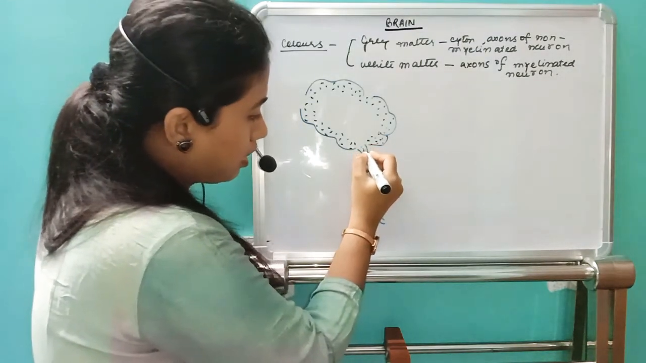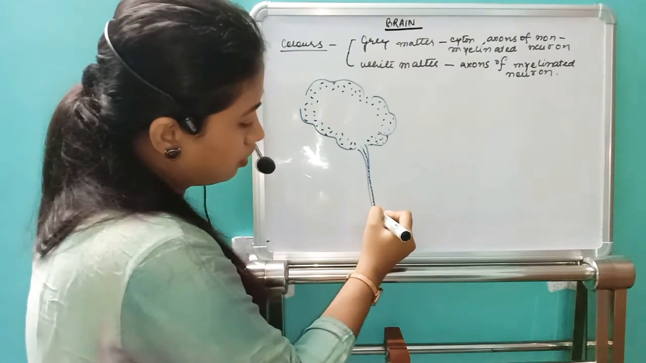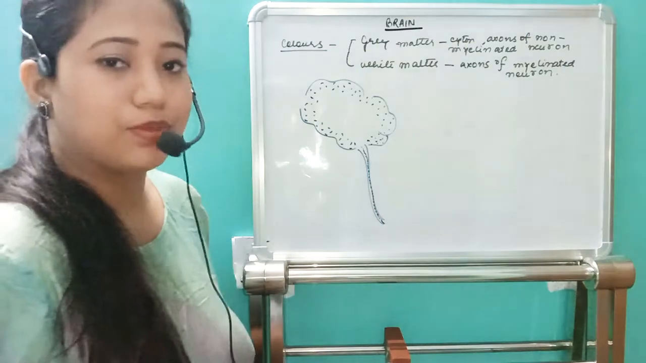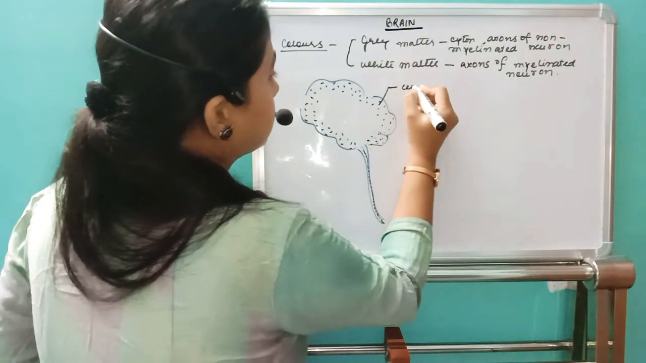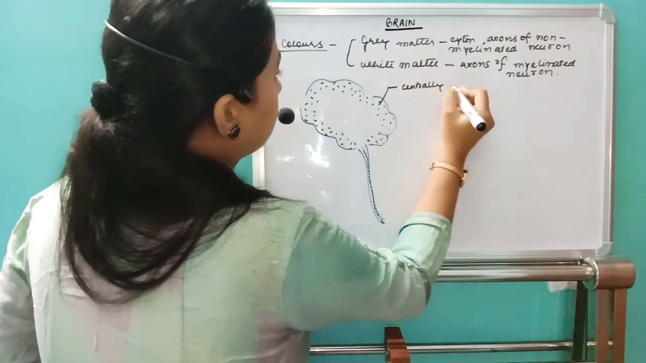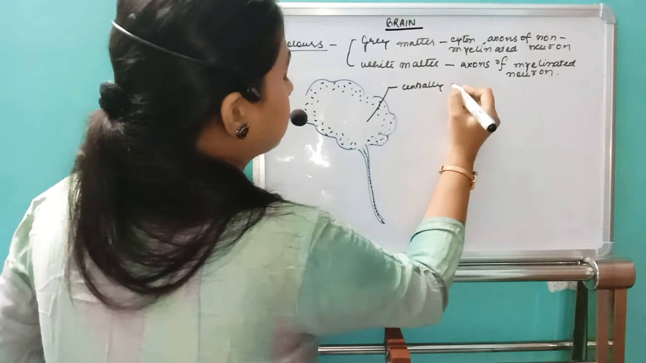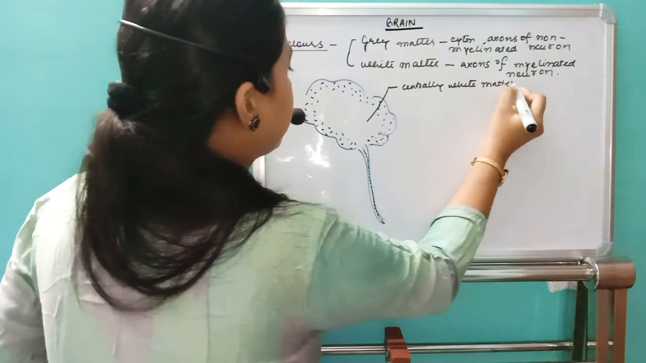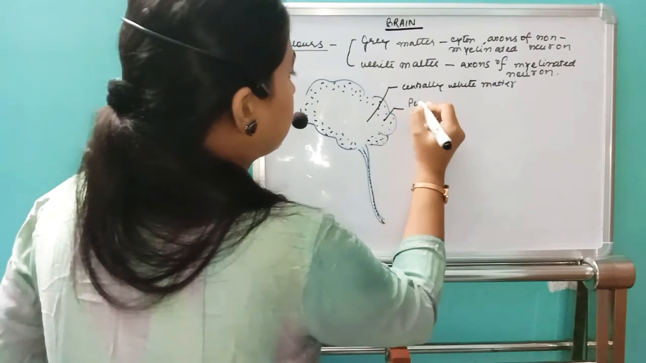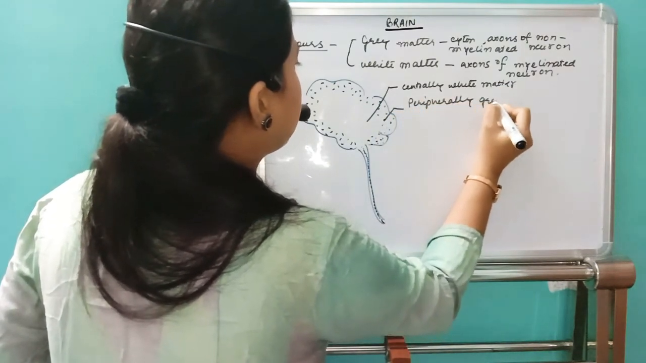Next, in the case of the spinal cord, it's going to be different. If it comes to the brain, we have centrally white matter, and peripherally gray matter.